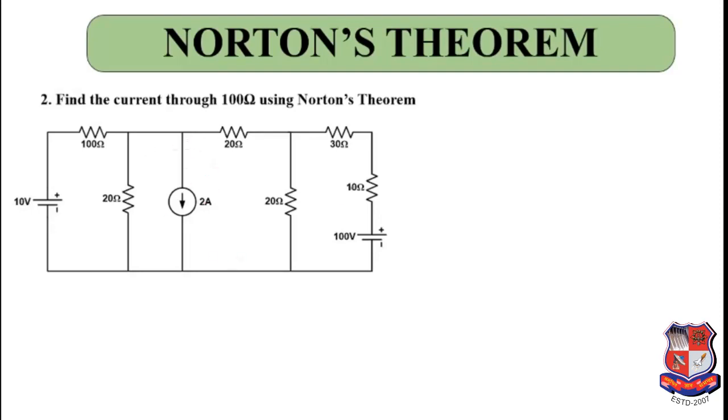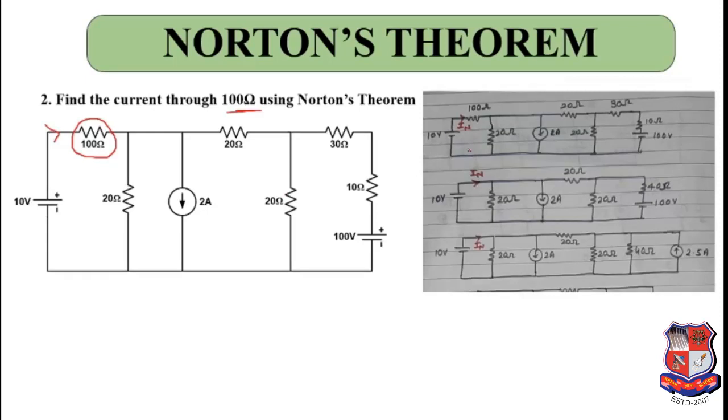So now in this circuit, which is a big circuit compared to the previous one, you have to find the current through 100 ohms. So 100 ohms is over here, and you need to find the current over here. So let us try to solve.